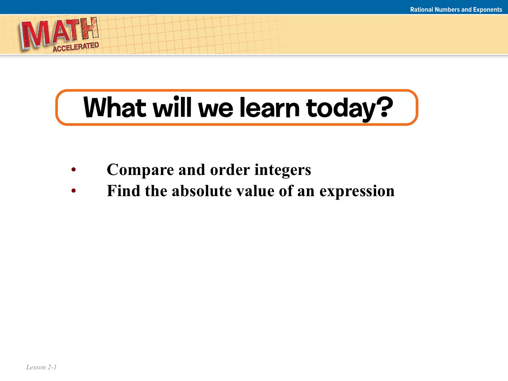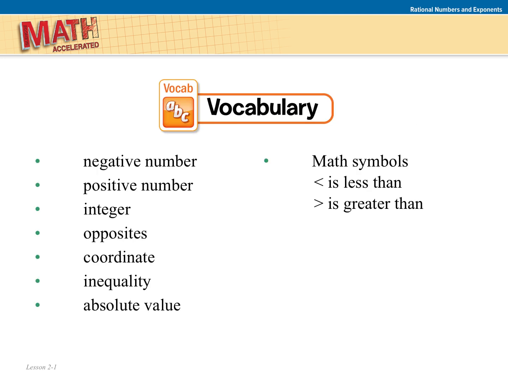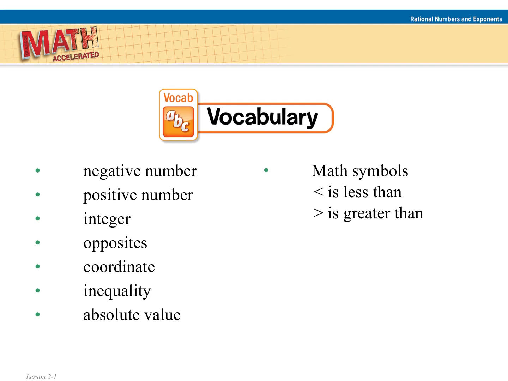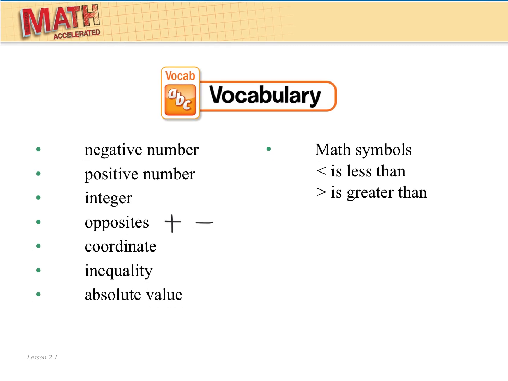Today we're going to compare and order integers using our number lines, and then we're going to find the absolute value of an expression. We know what a positive and negative number is. We know what an integer is. What's an integer? Negative and positive whole numbers, right? What does opposite mean? Positive and negative. What I write down, you write down. Opposites mean positive and negative.